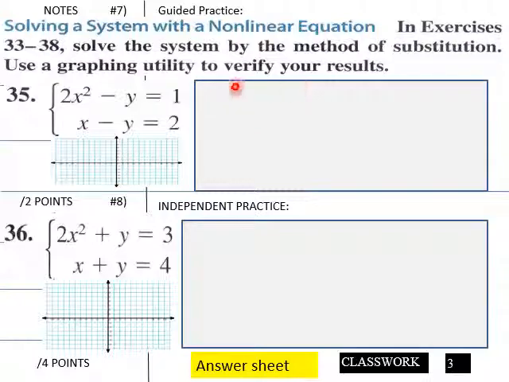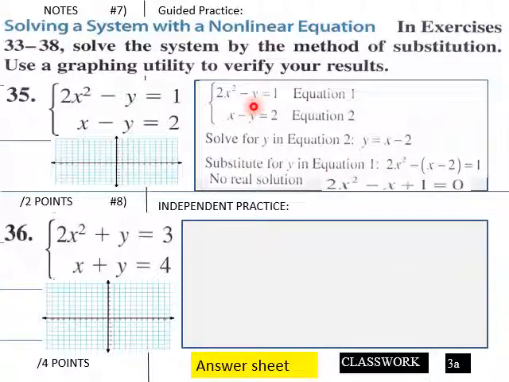Okay, let's try one now. Solve this system by the method of substitution, and use a graphing calculator to verify your results. So we got this system here. And then this one down here is yours, students. But let's do this one here. So equation 1, equation 2. Solve for y in equation 2.